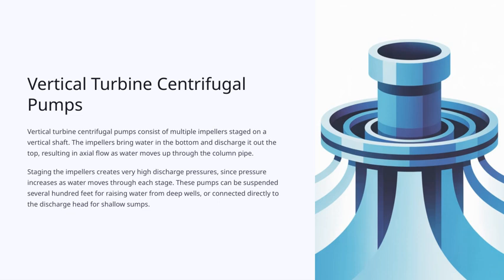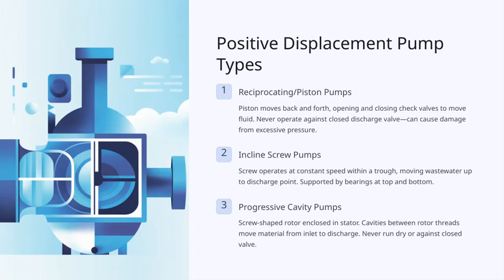You'll find these pumps used in situations where water needs to be lifted from deep wells, sometimes several hundred feet deep, or in cases where they're directly connected to the discharge head for shallower sumps. Their versatility is a big part of what makes them so valuable in various water management and industrial processes. Overall, they're an excellent example of how combining multiple stages and thoughtful design can achieve both high pressure and efficiency in fluid handling.